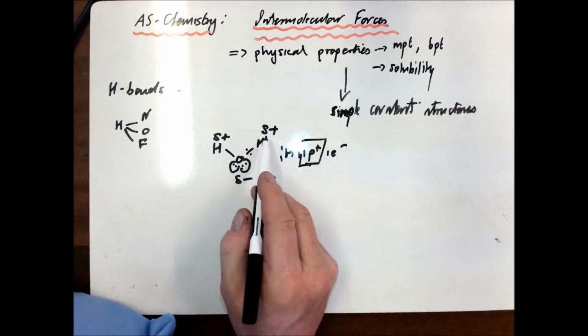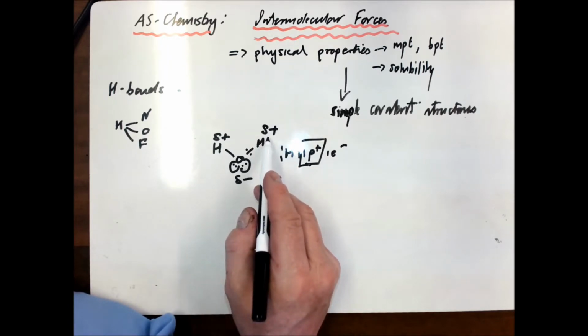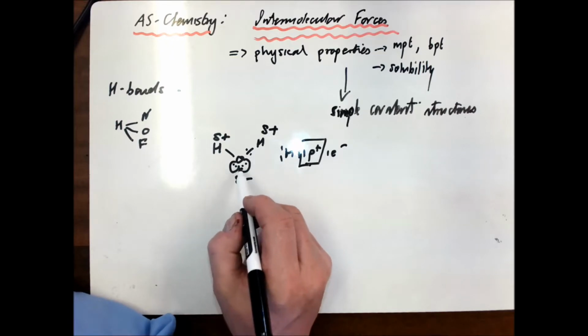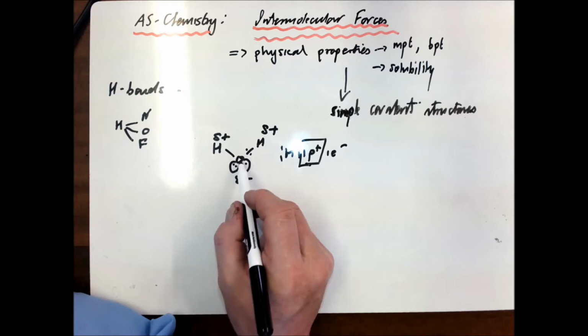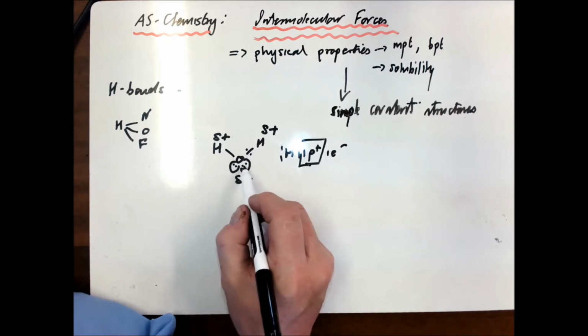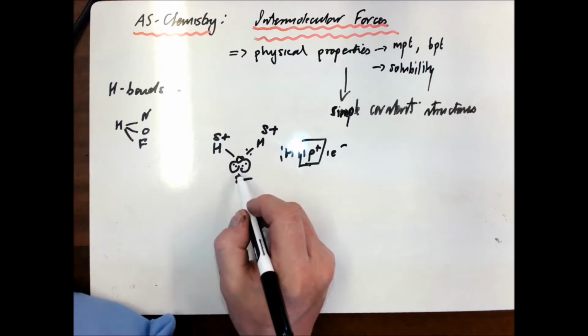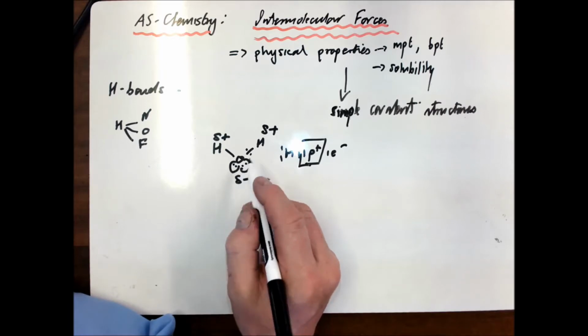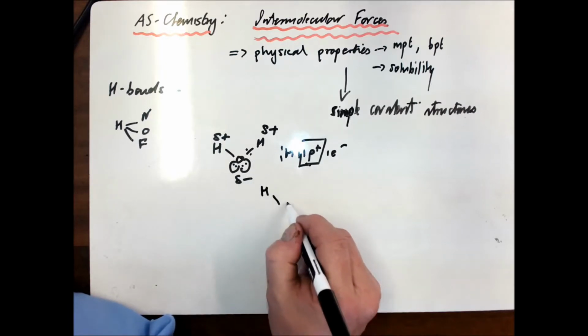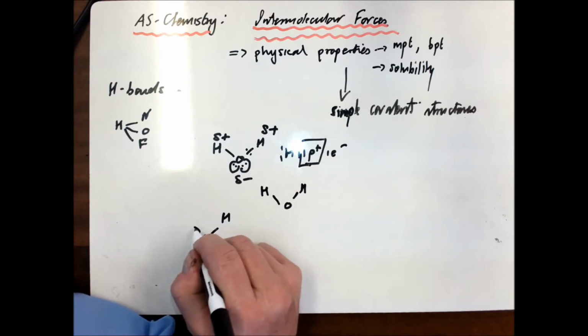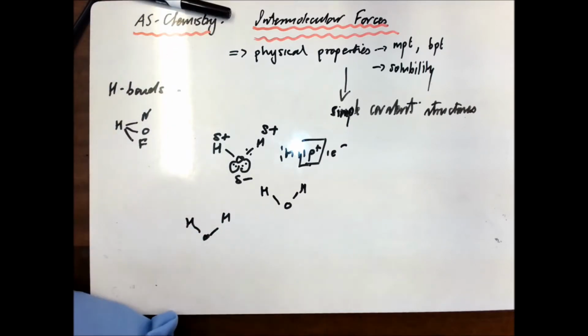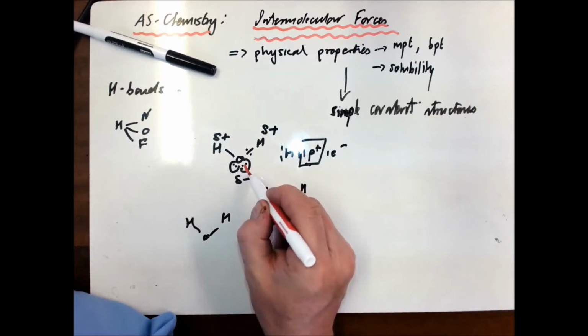That means its attraction to things which are delta negative is exceptionally strong. Down here around the oxygen, not only do we have very electronegative oxygen which pulls the electrons towards it, but we also have lone pairs of electrons which create a very significant area of dense negative charge. And that then, if there's something with a delta positive, will attract that very, very strongly. So when we get water, okay, we get a very strong attraction.